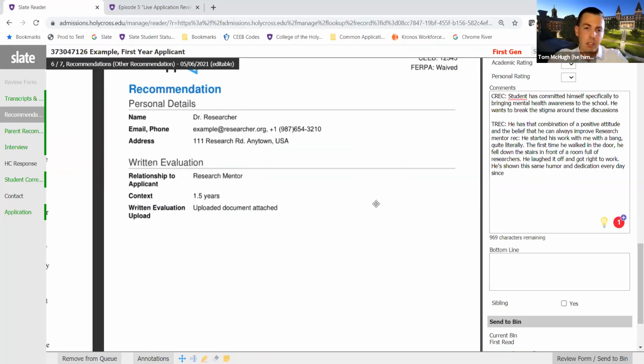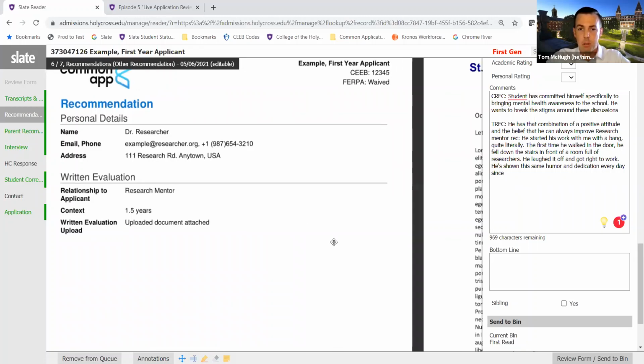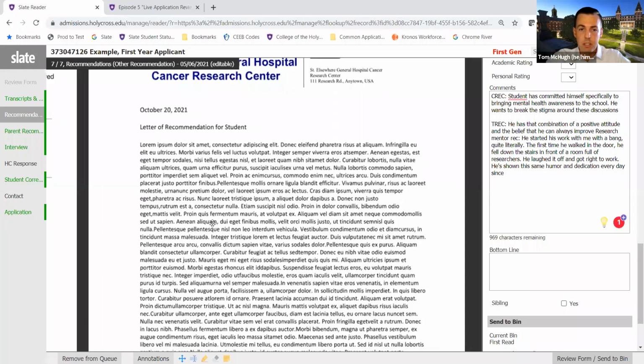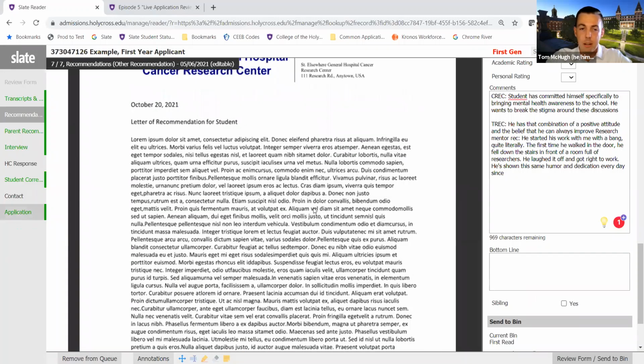So Lynn's currently looking at what we would call an other recommendation, which is from someone outside of your school community, a research mentor. So we sift through each and every one of these. This is written in Latin. I can't read that, but maybe someone in the audience can. And we can't obviously capture every single thing that's mentioned in each and every recommendation, but after reading through, we try to summarize it, pull out important details and quotes, and give other staff members the essence of what's being said and kind of the relationship that the recommender has to this individual.